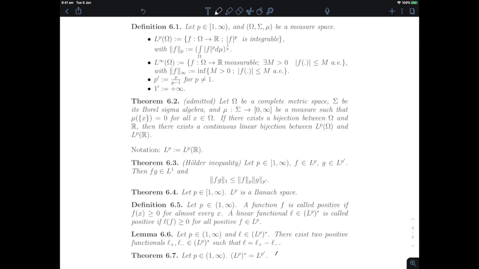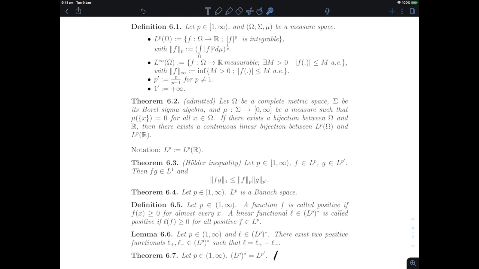Okay, so to prove the hard part of the theorem and prove that the dual of L^p is L^p', we're going to have to study the functionals in L^p star and show that they are of the specific form of an integral against a function in L^p'. Now, to do that, it would be very convenient to first restrict our attention to what's called a positive functional. And Lemma 6.6 here that we're going to prove first is going to allow us to do that.